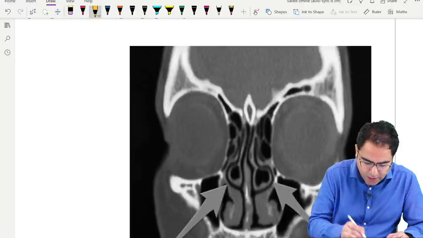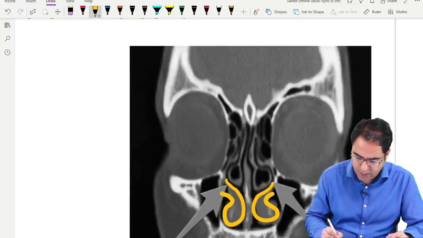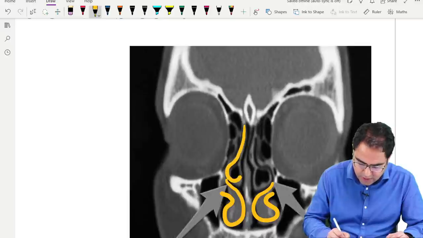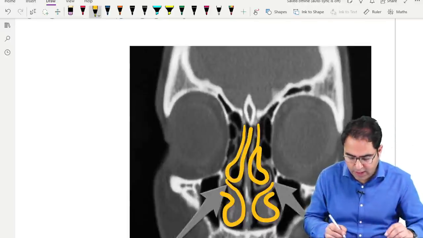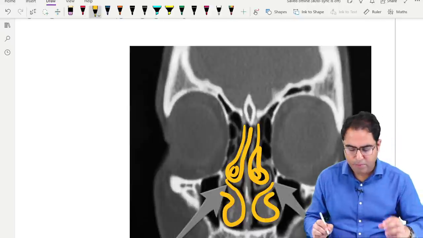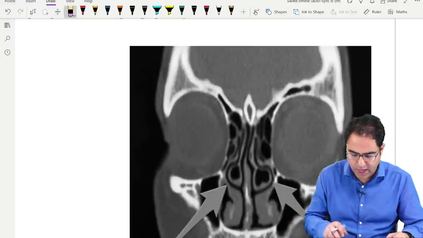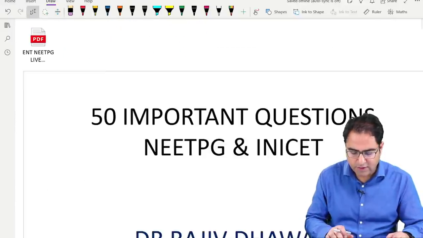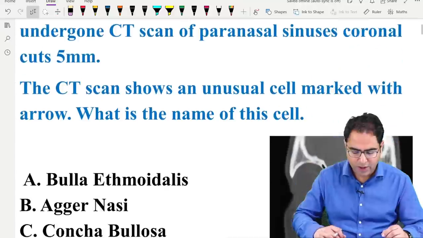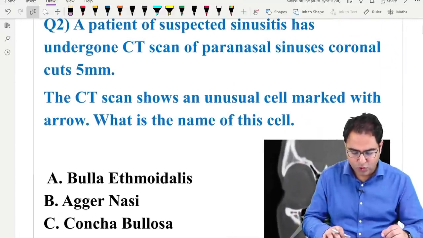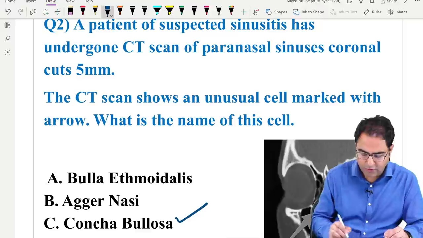Now where are we? This is the inferior turbinate, and this is the middle turbinate. Within the middle turbinate, there is a cell called concha bullosa. The answer of this question is concha bullosa. Now look at the question once again. He's asking about the unusual cell, and the name of the unusual cell is concha bullosa.